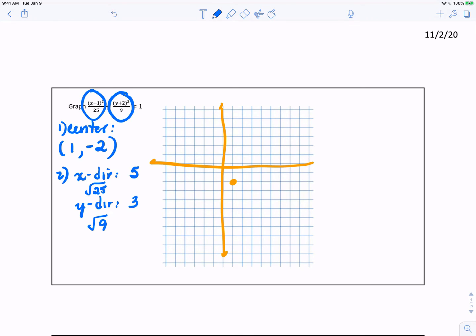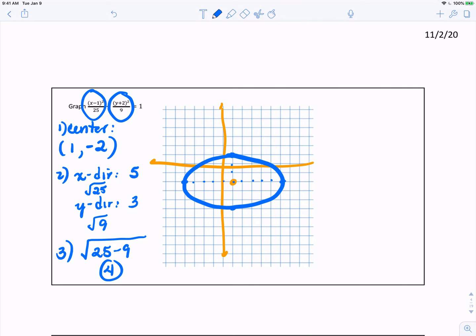Now remember, start from the center. So from the center, in the x direction, we'll move 5 to the right, and we'll move 5 to the left. So there are our vertices. We'll move 3 vertically up and 3 down. And so here we have the vertices of our ellipse. The next thing we're going to do is find the distance to the foci. We're going to take the square root of 25 minus 9. That's the square root of 16, which is 4.